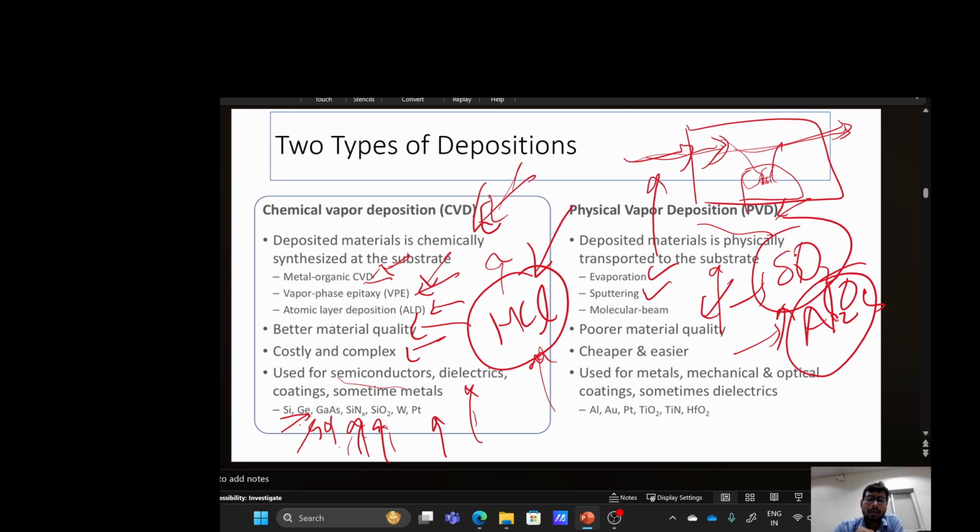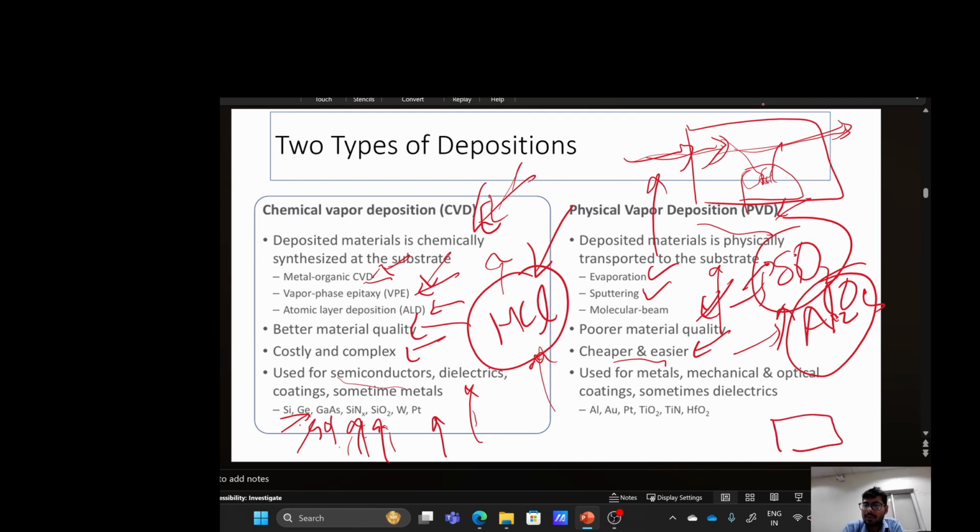This is very easy to grow. Poor material quality in the sense that it may damage the SiO2 bond, and there will not be that good a stoichiometry. Another thing is it is cheaper and easier, because you just heat by means of e-beam. You can do the e-beam evaporation selectively with the electron beams.